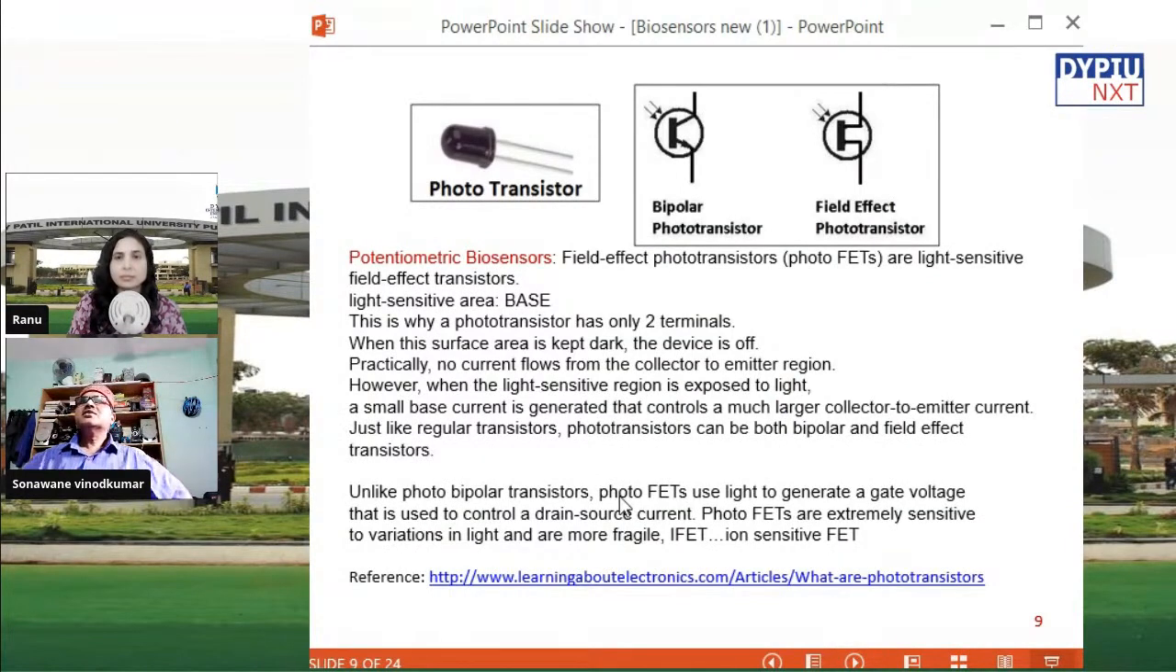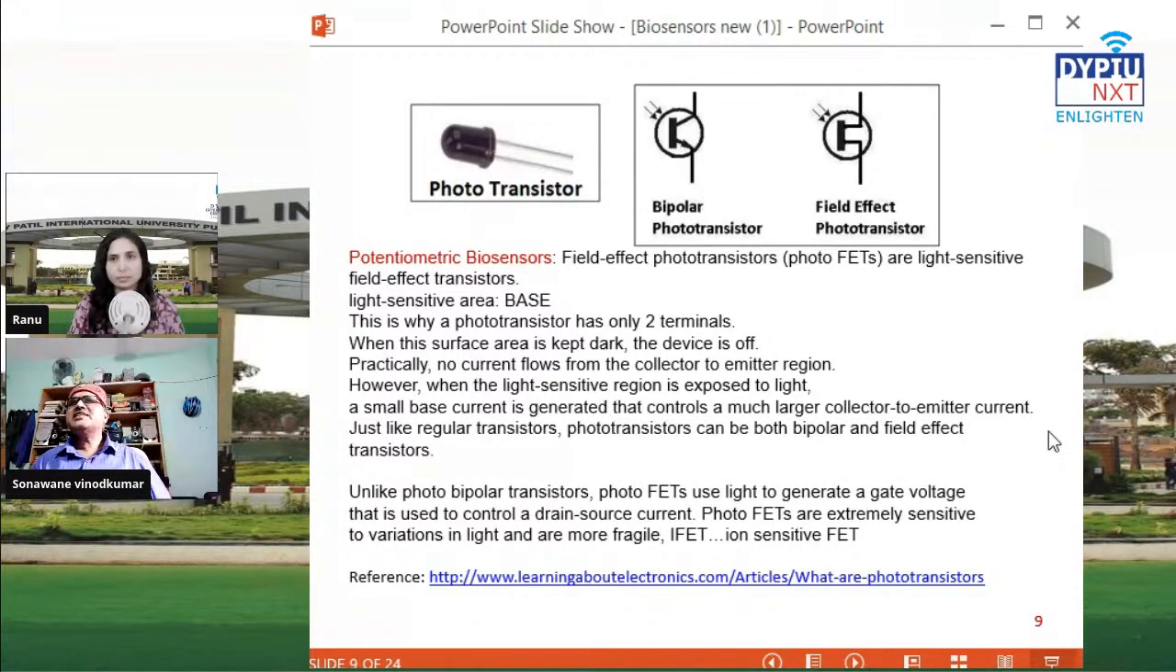Another important aspect of this phototransistor is that it is a transistor, but it has only two terminals, called the collector and emitter. Here there is no base, since the base is hanging and is made effective for the incident light.